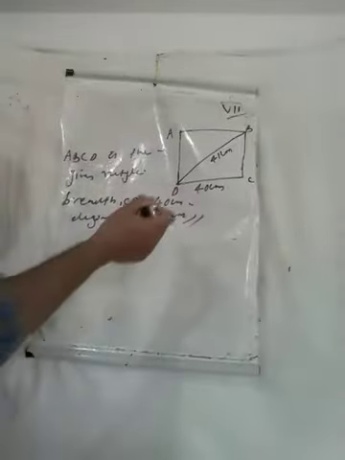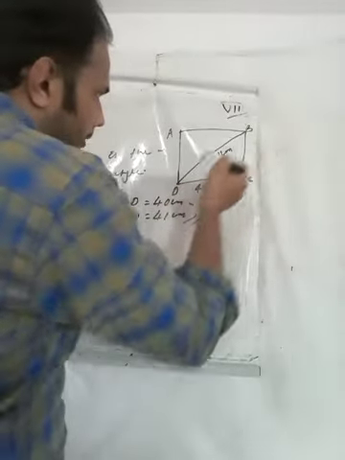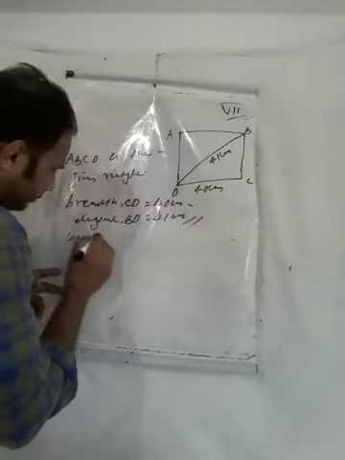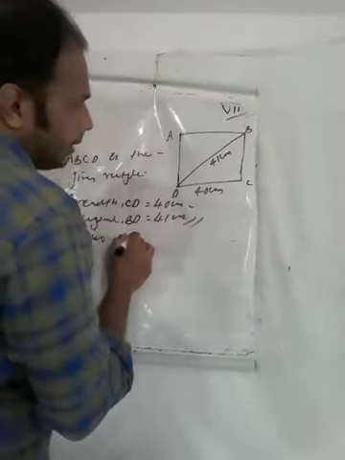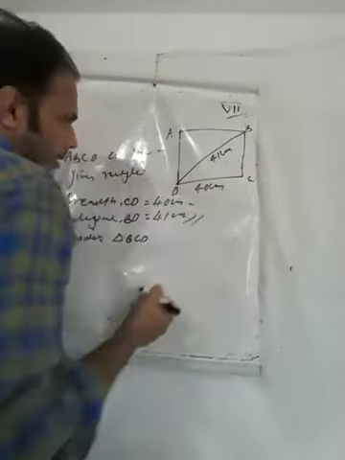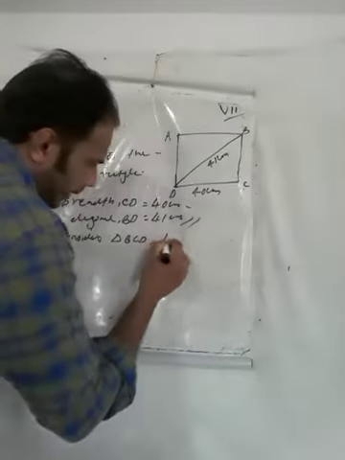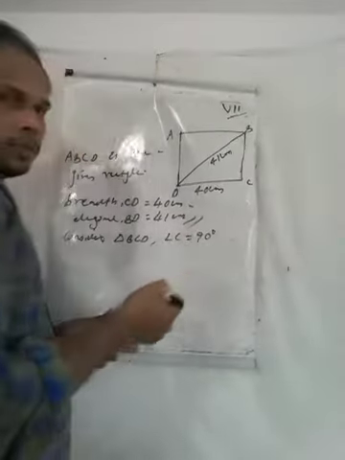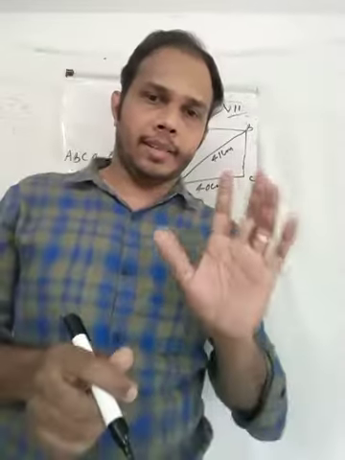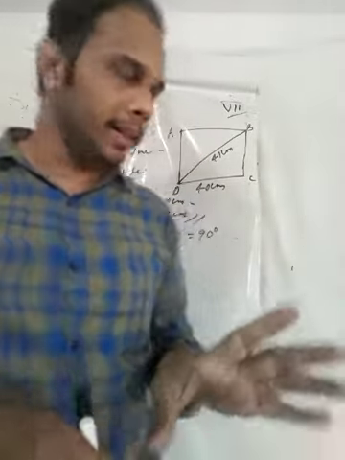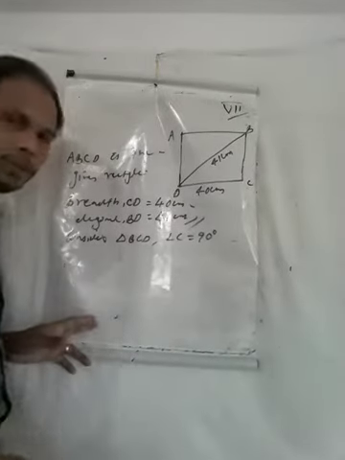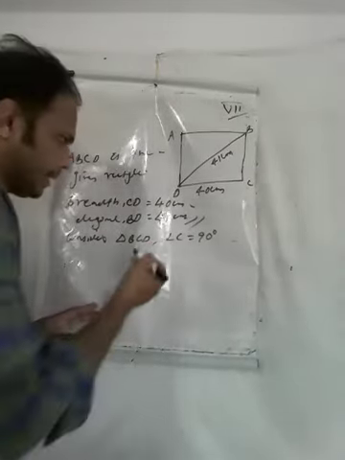Then this rectangle is divided into two triangles. BD is the diagonal. So consider triangle BCD. Here the right angle is at angle C equal to 90 degree. This is a rectangle, and in a rectangle each angle is 90 degree. Angle C is already given as 90 degree.